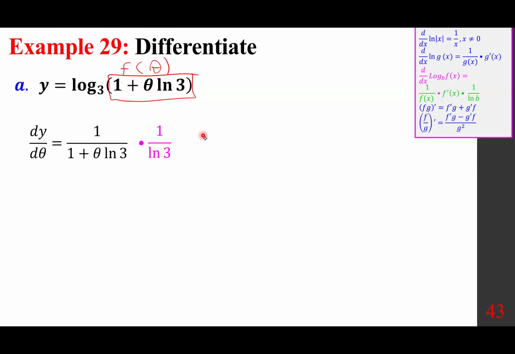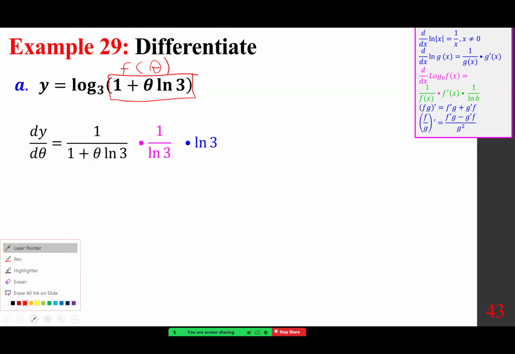So it's pretty straightforward. So again, this is the derivative of this function. This is f prime of theta. Okay.